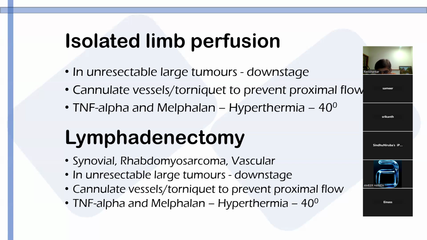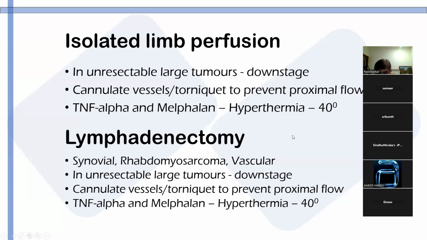And then the two common compounds used are TNF alpha, tumor necrosis factor alpha, and melphalan. And if you have the facility, a lot of equipment is required and it costs a lot. You can have hyperthermia, heat up the tissues to 40 degrees, which makes it more chemosensitive, and it works locally on the tumor and downstages it.